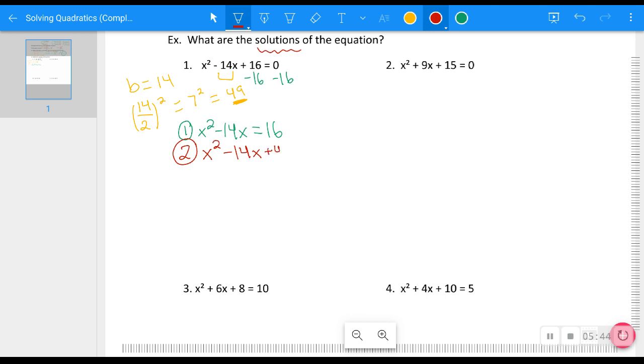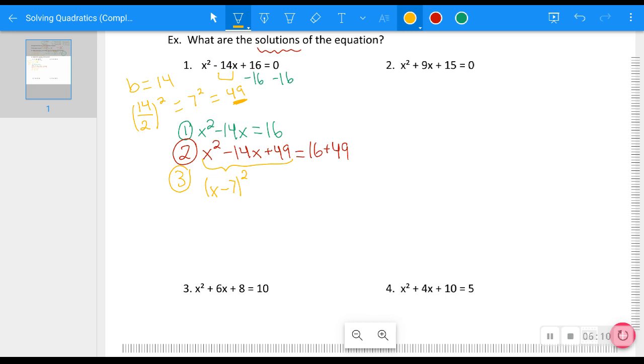So that was 49. So I'm going to add that on. And what we do to one side, we have to do to the other. So I have to add 49 onto the other side as well. Then, now we can factor. This side is going to be a perfect square. So this is going to be x minus 7 squared.